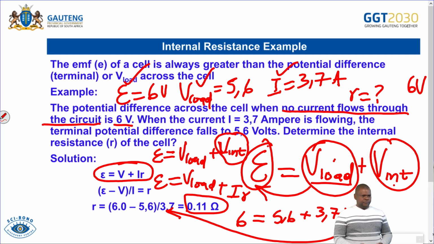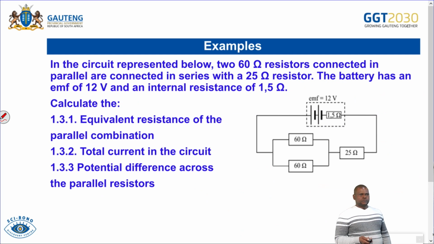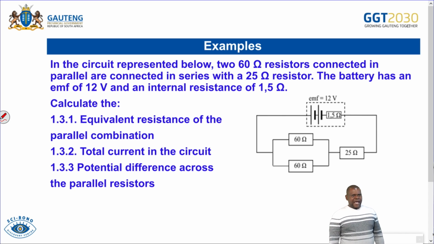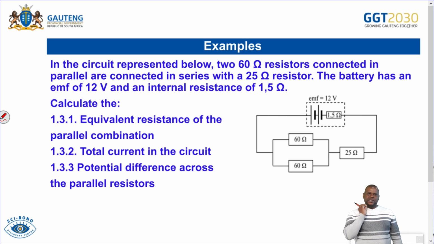Now we are continuing with another example. We have a nice example in front of us. It says, in the circuit represented below, two 60 ohm resistors connected in parallel are connected in series with a 25 ohm resistor. The battery has an EMF of 12 volts and the internal resistance is 1.5 ohm.